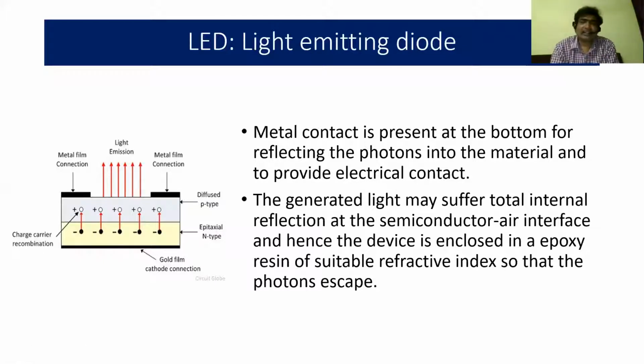The generated light may suffer total internal reflection at the semiconductor air interface. So this is the semiconductor interface and this is the air interface. To avoid this total internal reflection at this particular place, the device is enclosed in epoxy resin of suitable refractive index so that the photons escape. So total internal reflection will be avoided if this is enclosed in an epoxy resin of suitable refractive index.